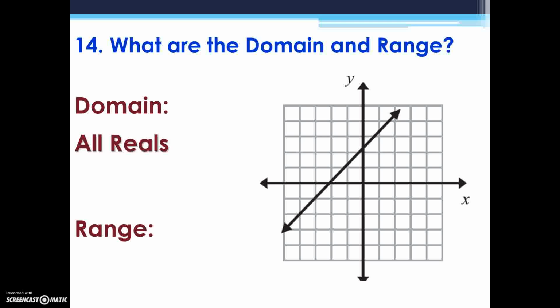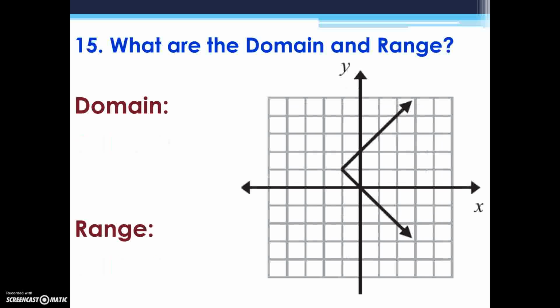And just like the domain, our range is our y values going up and down. So again, there's arrows, and if I'm looking from the perspective of going up and down, it's going to keep going. So that is also going to be all reals. Now, let's look at one last example, and then we'll be done with the notes.